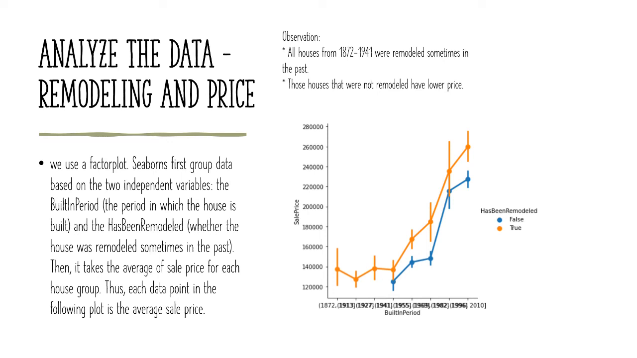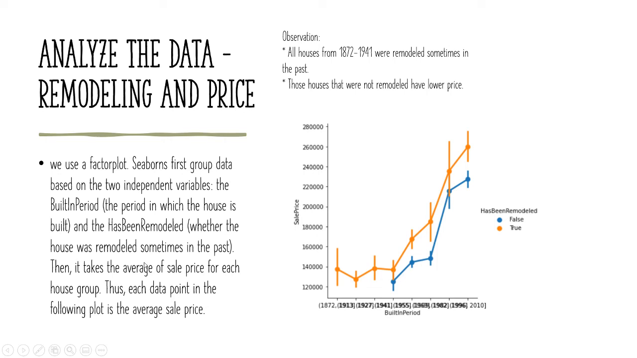to visualize the data. So how does Seaborn plot this chart? First, Seaborn grouped the data based on the two independent variables. It first grouped the data based on the period that the house was built, and then within each period, it will group into two other groups: whether the house has been remodeled, and when the house has not been remodeled.